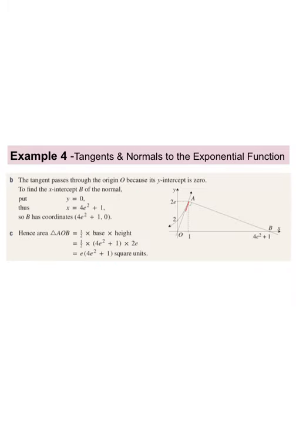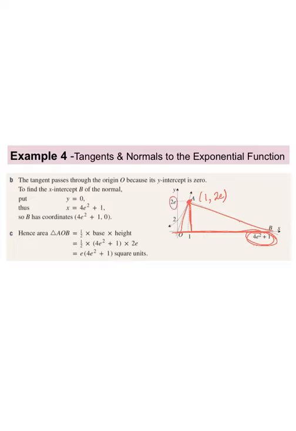And finally, we've been asked to find the area of this triangle AOB. Okay, now we know that the coordinates of A are when x is equal to 1, and we found that earlier, that had the coordinates 1 and 2e. And we know this length here, OB, must be the same as this x value here, which is 4e squared plus 1. So our base of the triangle has this many units, and the height of this triangle here is 2e.